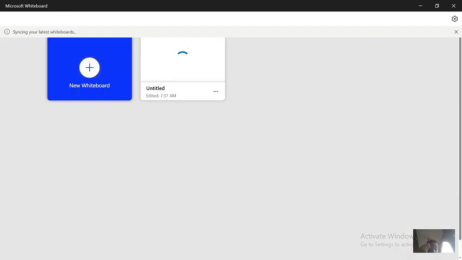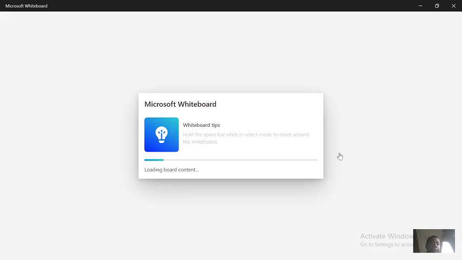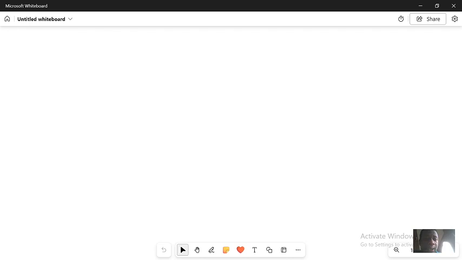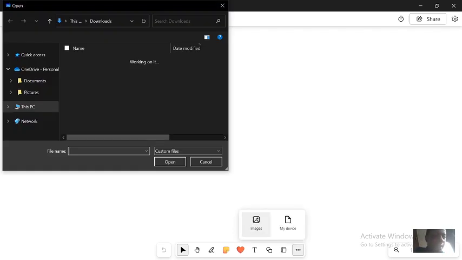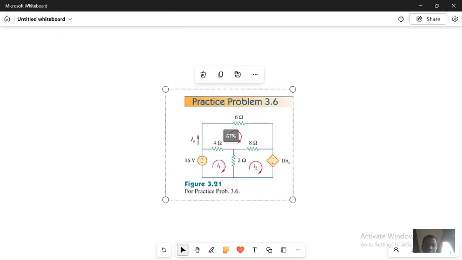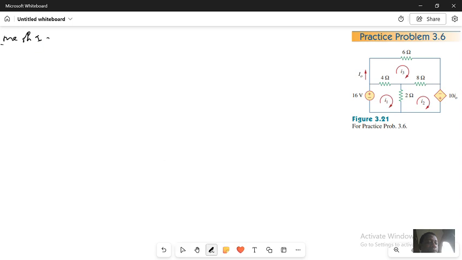Now, we will see another example. In this case, it's the same process. In mesh 1, I have to find in mesh 1.